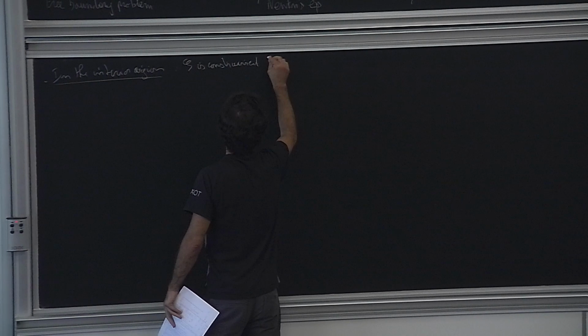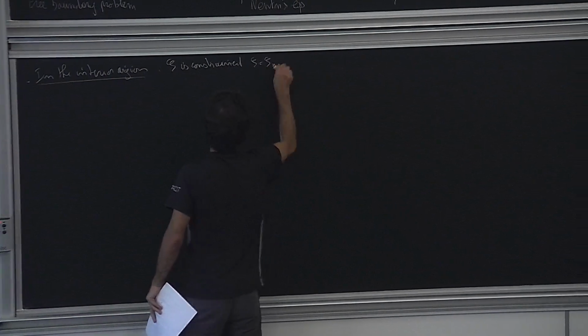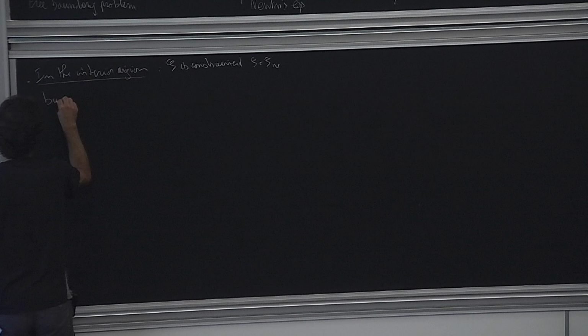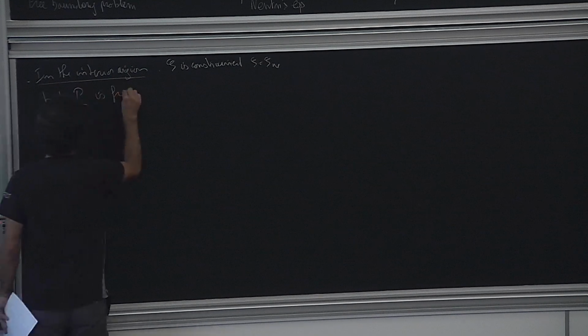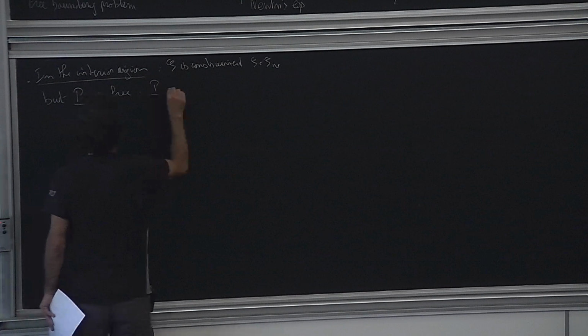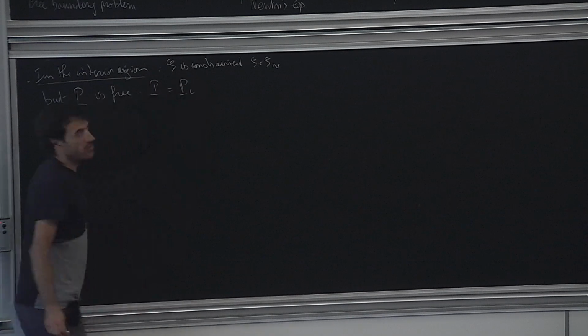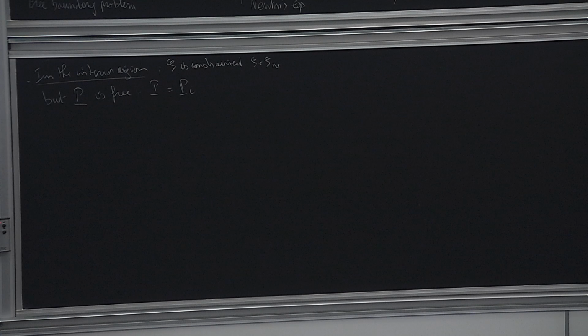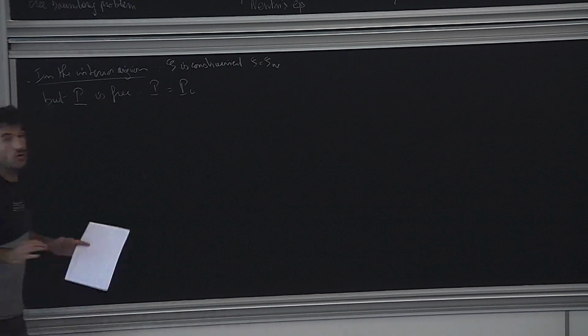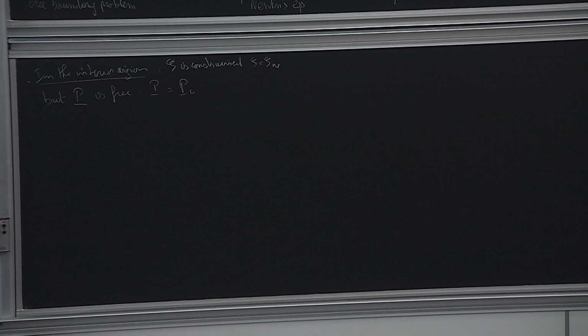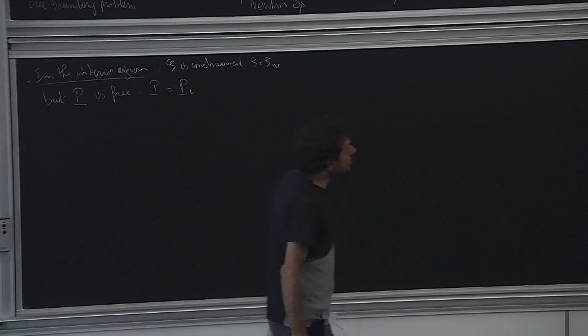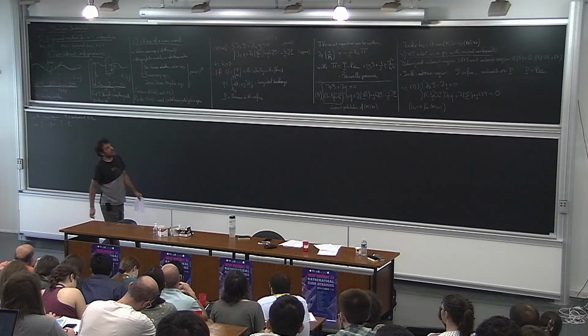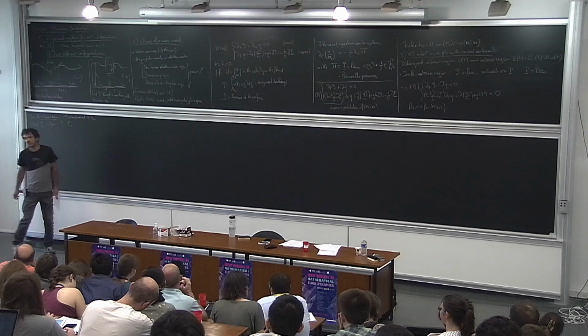We have zeta equal to zeta W, but P is free. I will write P is equal to Pi, and I will write an I for all the quantities that are evaluated in the interior domain. So I have no condition on Pi at this point. So what happens to the equations?